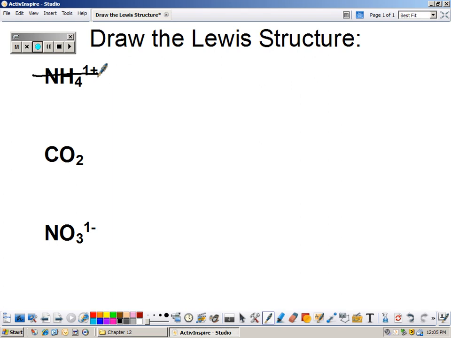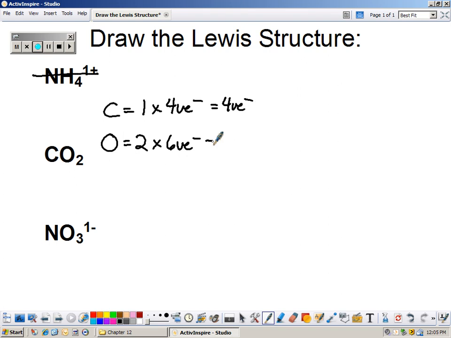Okay, so first step, we have carbon and oxygen. Separate your elements. Total up your valence electrons. So you have 1 carbon, and carbon has 4 valence electrons. You have 2 oxygens, and oxygen has 6 valence electrons. 4 times 1 is 4, so a total of 4 valence electrons for carbon. 2 times 6 is 12, 12 valence electrons for oxygen. Add them up. That gives you 16 valence electrons. So we have 16 electrons to work with in this Lewis structure.